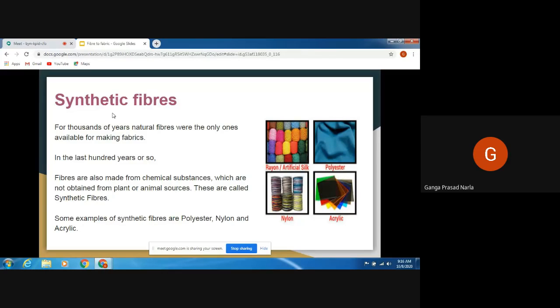The fibers which are obtained from chemical substances, those fibers are called synthetic fibers. So these are the examples: polyester, nylon, acrylic.